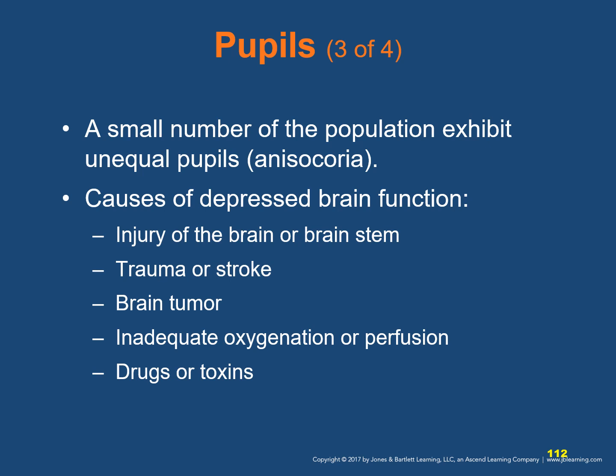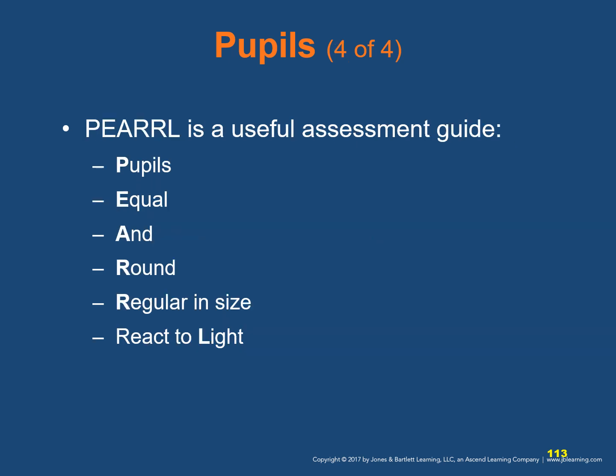Depressed brain function can be caused by the following: injury of the brain or brain stem, trauma or stroke, brain tumor, inadequate oxygenation or perfusion, or drugs and toxins that act as central nervous system depressants. PEARL is a useful assessment guide. P is for pupils. E, are they equal? A and R, round and regular in size, and L is react to light. That's PEARL.